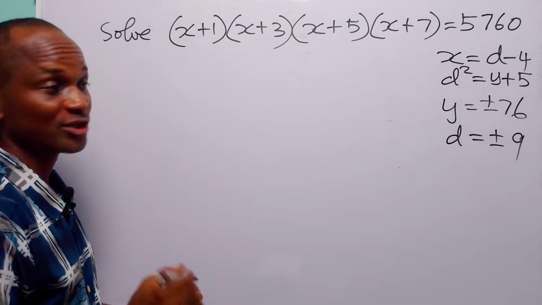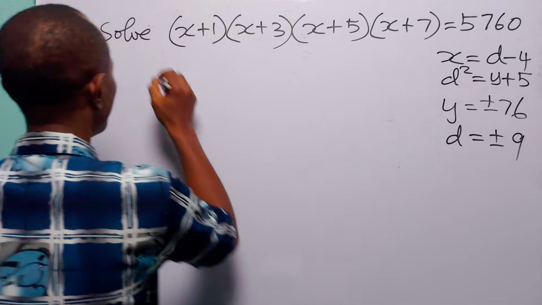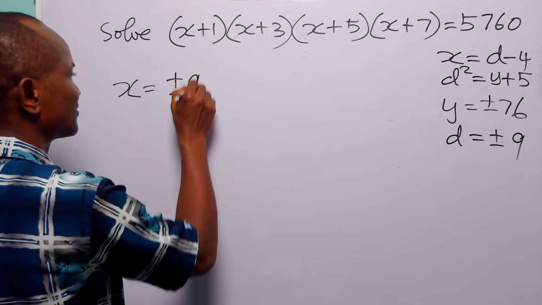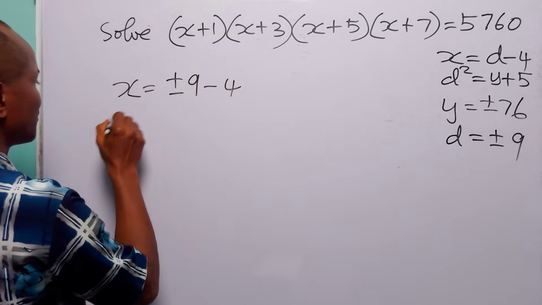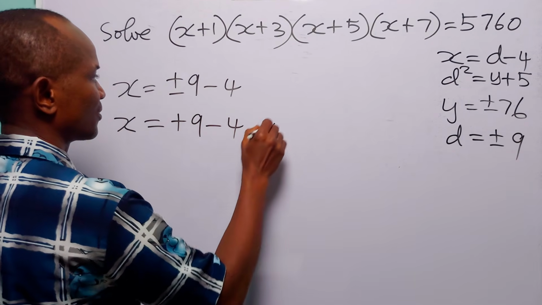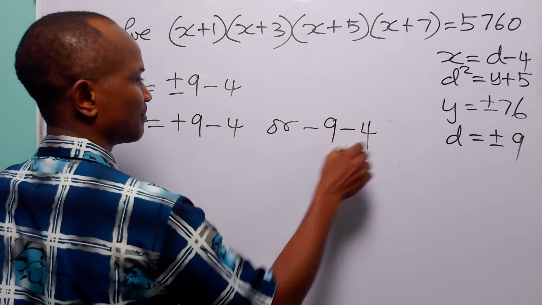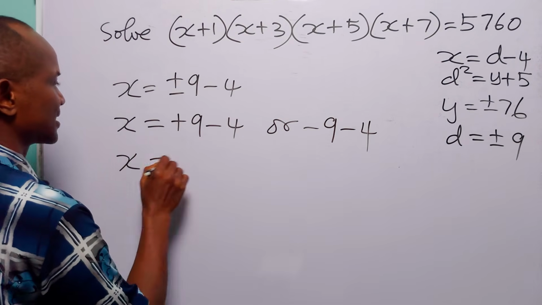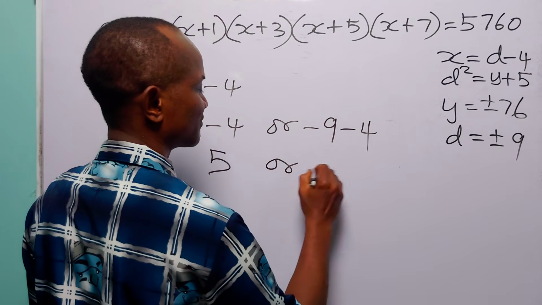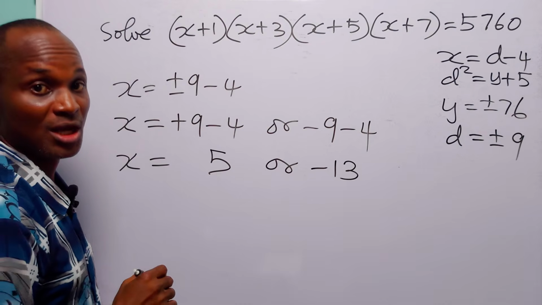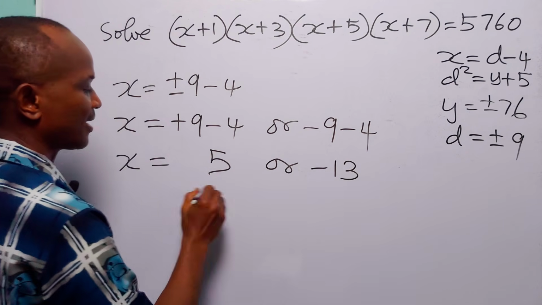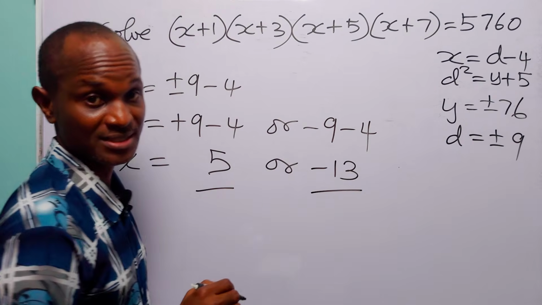And finally, to find the values of x, we go back to this equation. We have that x is equal to plus or minus 9 minus 4. We have that x is equal to plus 9 minus 4, or minus 9 minus 4. x is equal to 9 minus 4, which is 5, and minus 9 minus 4, which is minus 13. So the two real values of x that satisfy this equation are 5 and minus 13.